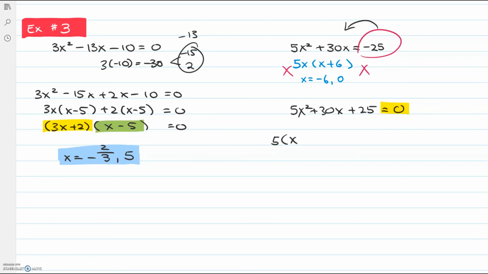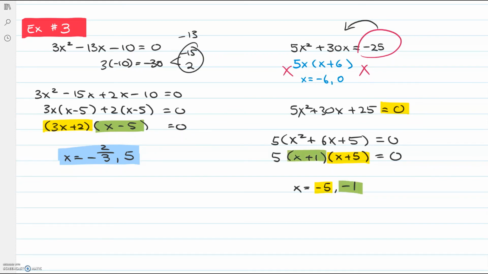Let's factor out our 5. Then we're left with x squared plus 6x plus 5 equals 0. 5 times 1 gives 5, so x plus 1 times x plus 5. Those two would give us the 6x. Now we have x equals minus 5 from here, and x equals minus 1 from this term right here. Okay? So that's our final answer and all the questions we are going to do today.